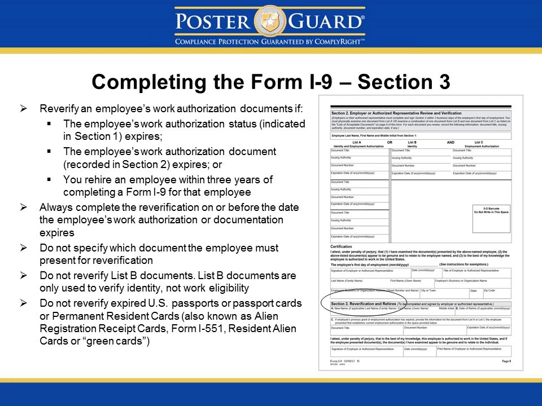One thing to keep in mind that's important: you do not have to re-verify List B documents. Remember, List B are the ones that just establish identity. They don't have to do with work authorization. So you don't have to re-verify, for example, employee driver's licenses. If someone presented a driver's license for List B, you don't have to record the expiration date and go back and get re-verification every time driver's licenses are expiring.